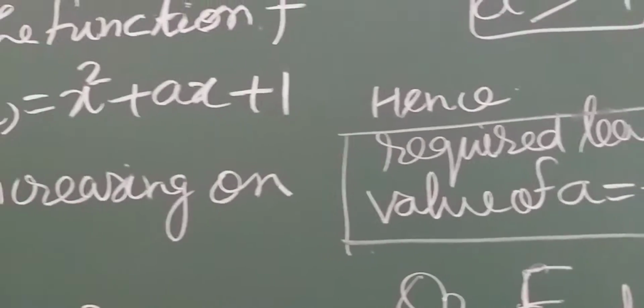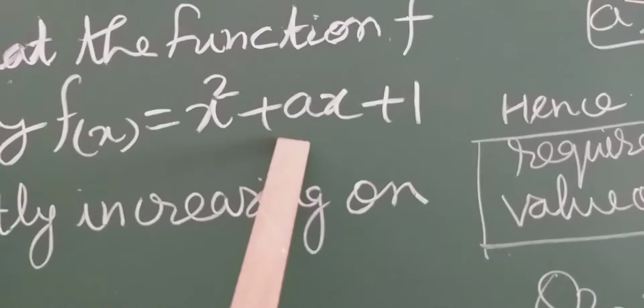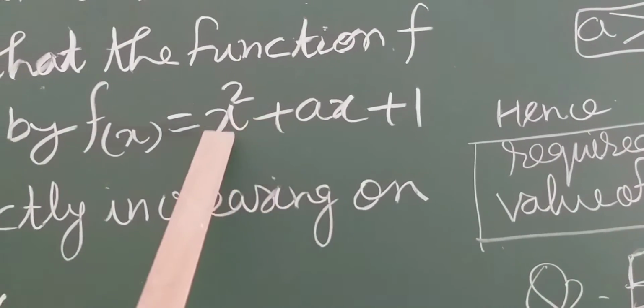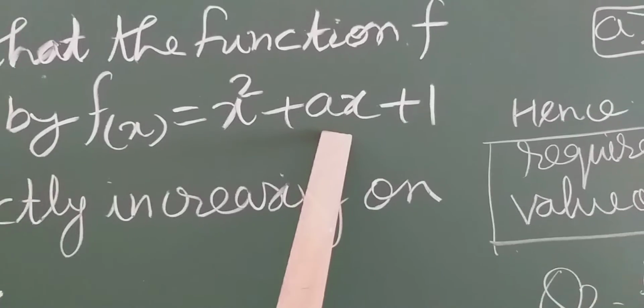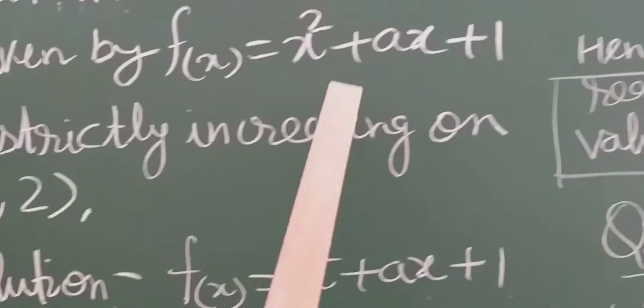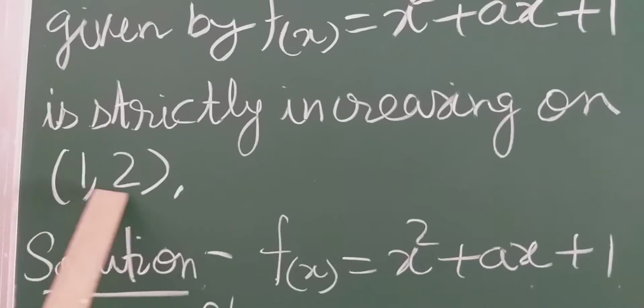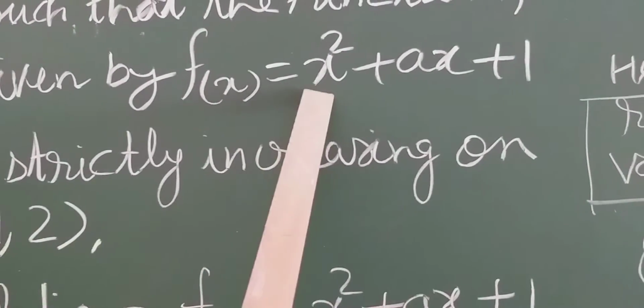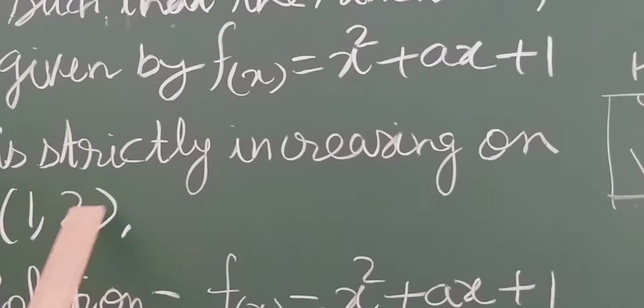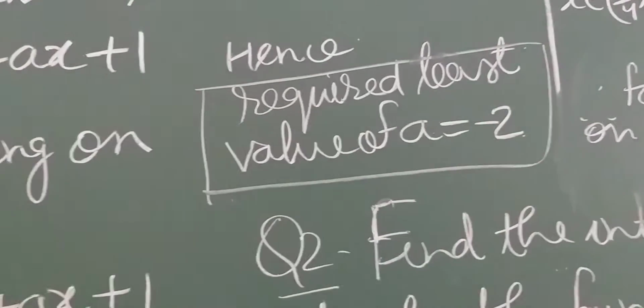So student, when we put a equals minus 2, we get its derivative 2x minus 2. Okay students, in 2x minus 2, when you put any value lying between them, you always get a value greater than 0. It means minus 2 is the correct answer.